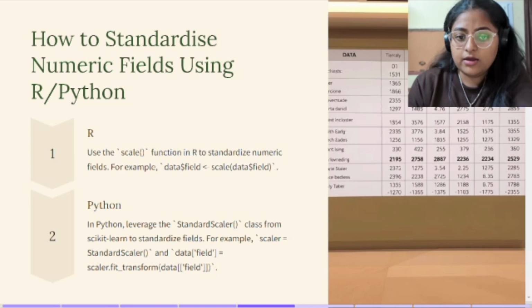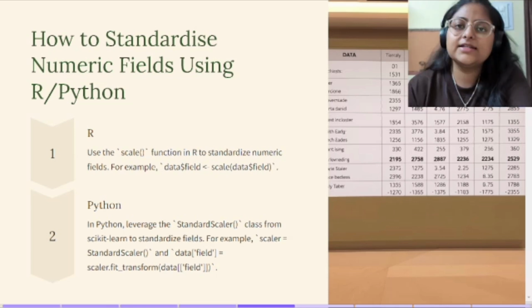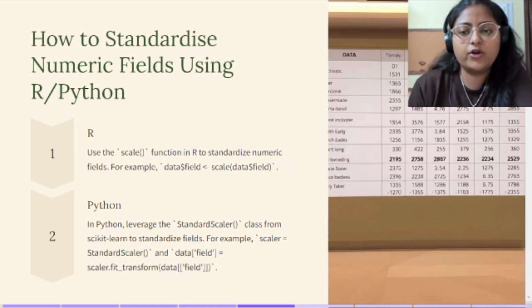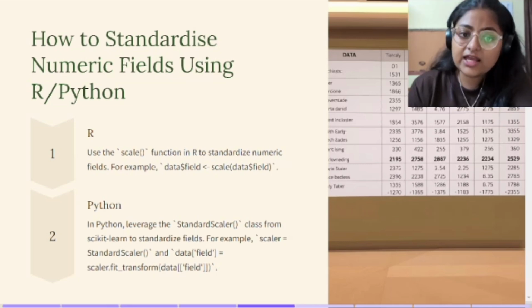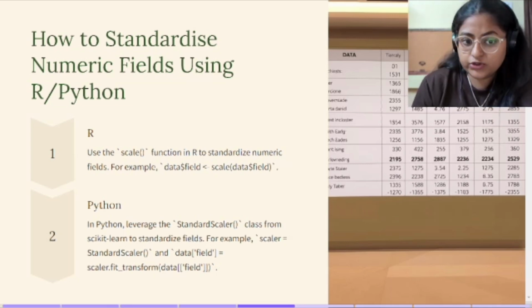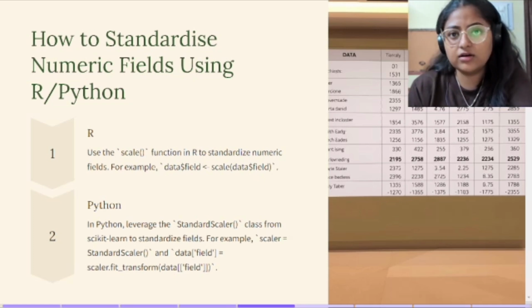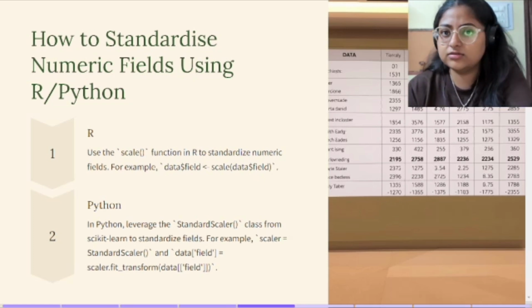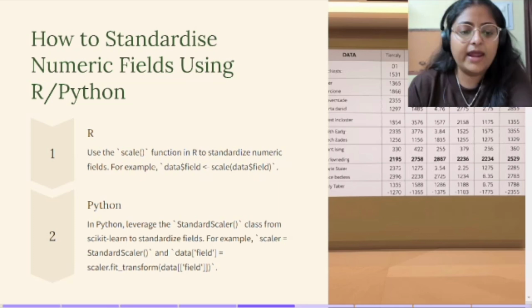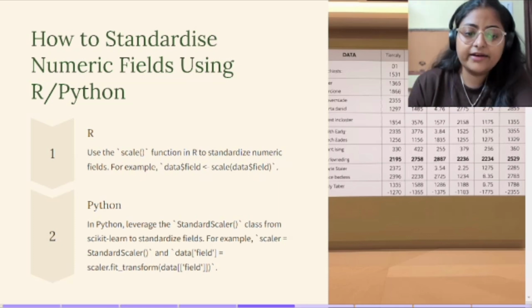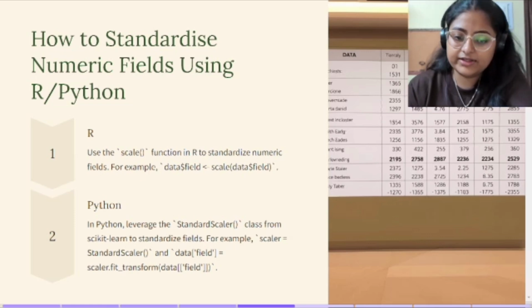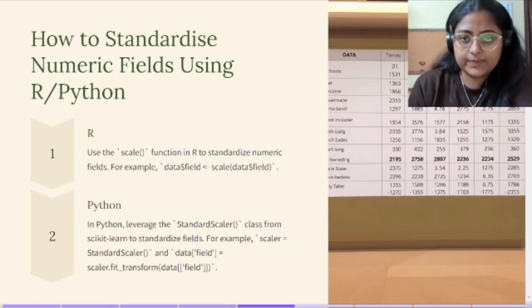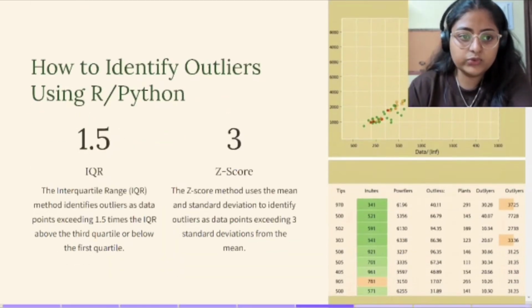Moving forward, let's see how to standardize a numerical field using R or Python. In R, use the scale function to standardize numerical values. For example, data$field and then scale, with whatever parameter you have to pass. And in Python, leverage the StandardScaler function from scikit-learn to standardize fields. We'll be looking at its example very soon.